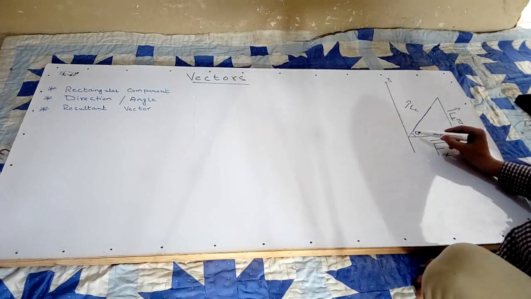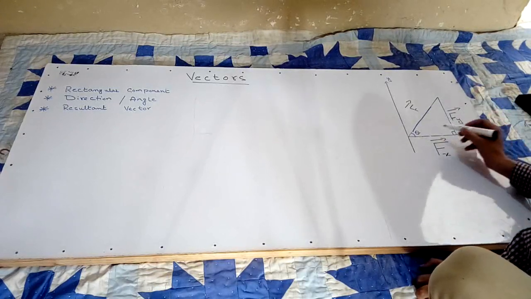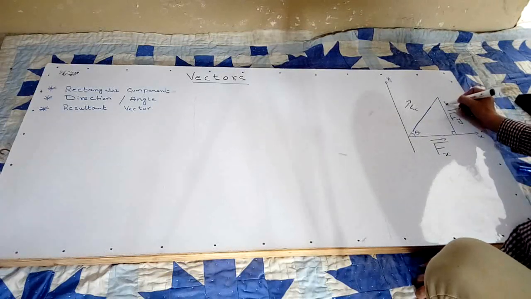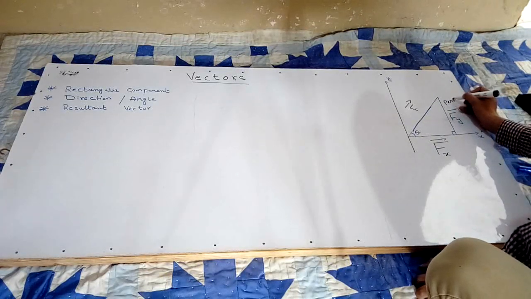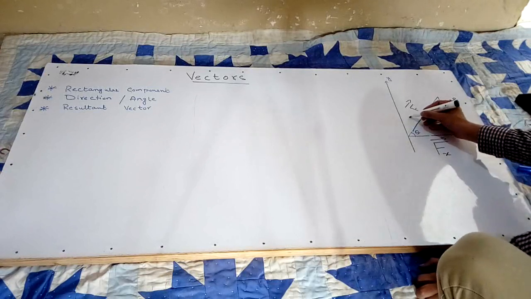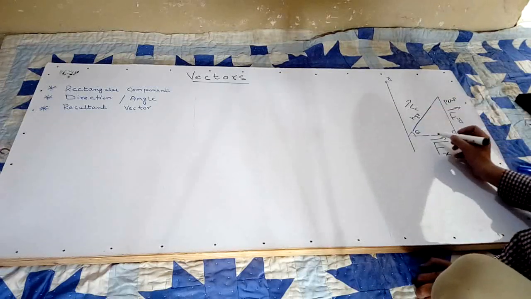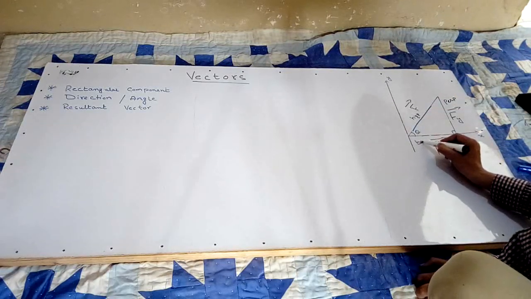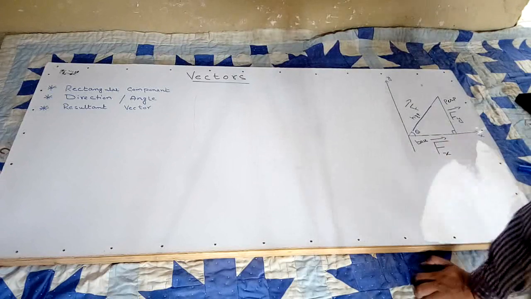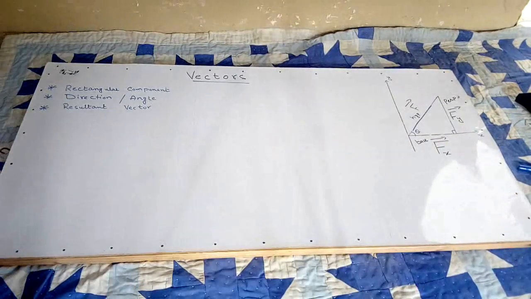If we see this theta, the side in front of theta is our perpendicular. The side in front of 90 degrees is the hypotenuse, and the remaining side is our base.